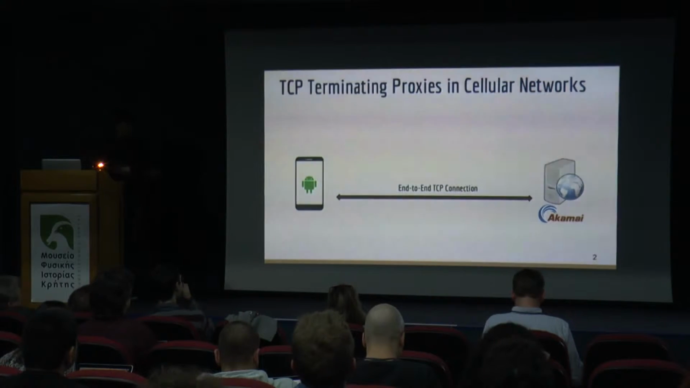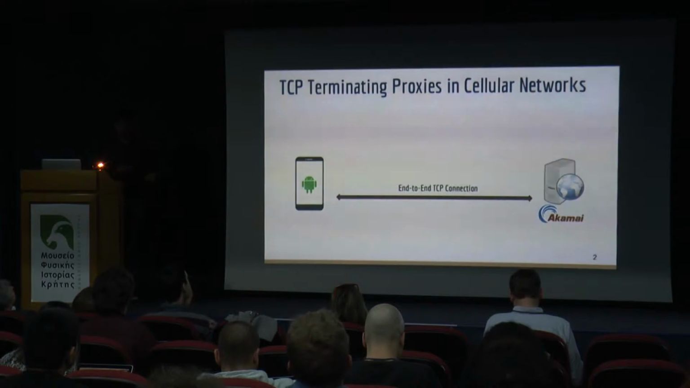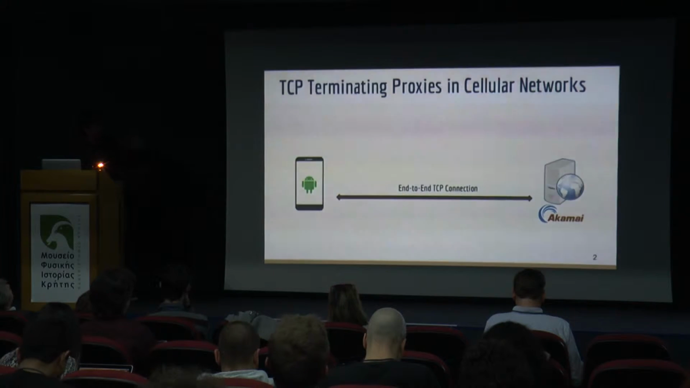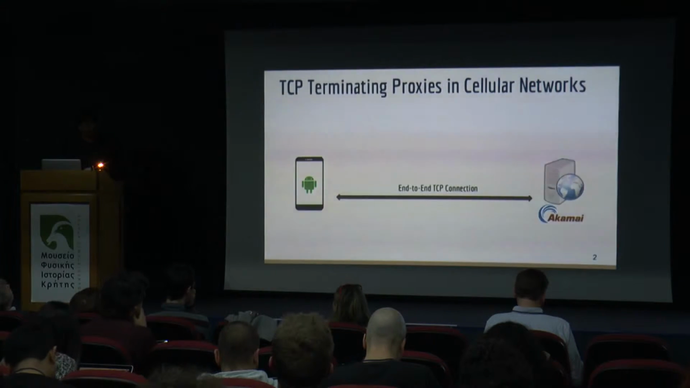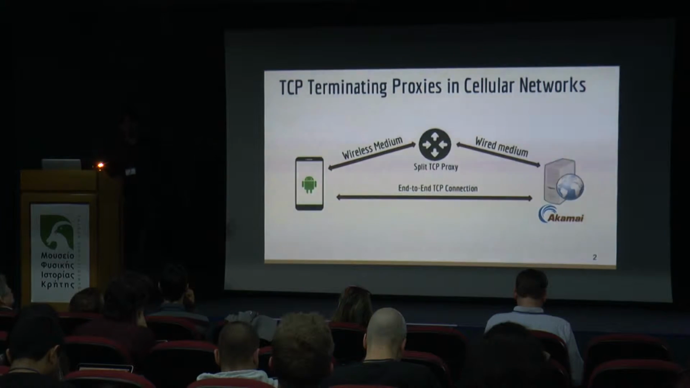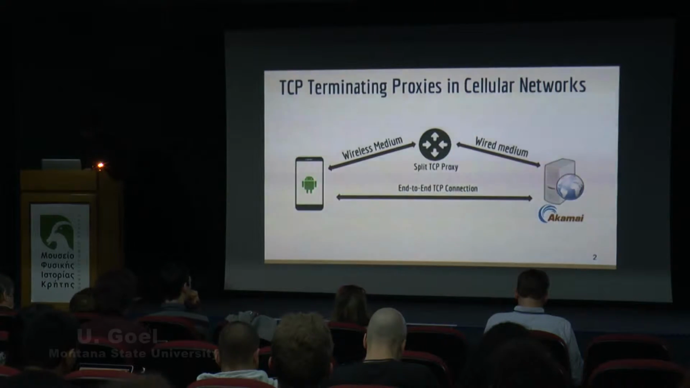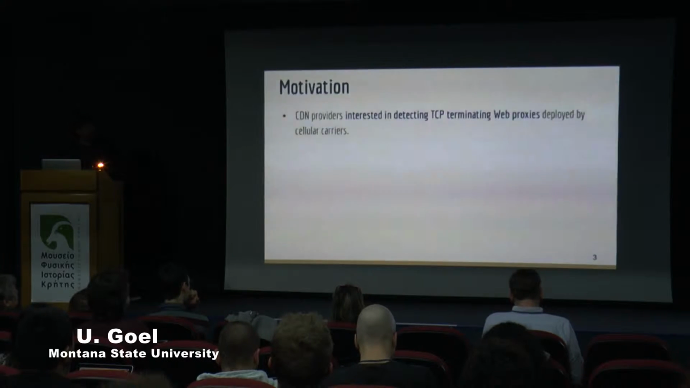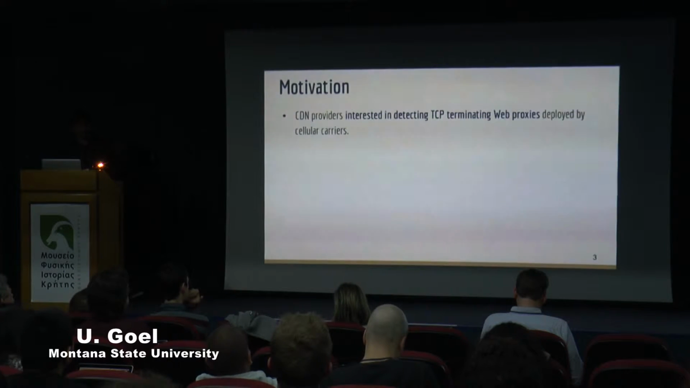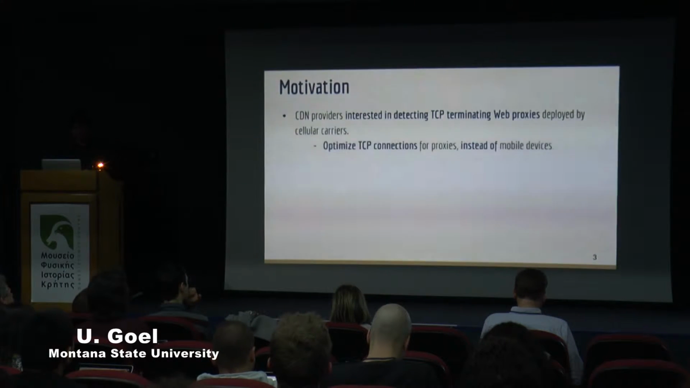Cellular networks comprise two types of mediums. One of them is wireless and the other is wired. Whenever there is an end-to-end connection between a client and a server, cellular ISPs want to isolate the performance overheads of the wireless medium from the wired medium, and they do it by deploying split TCP proxies. CDNs are interested in detecting whether these proxies exist in the cellular ISPs over which clients connect.